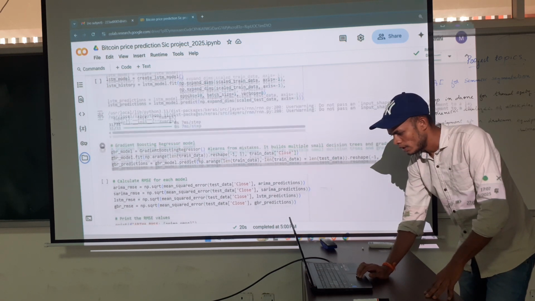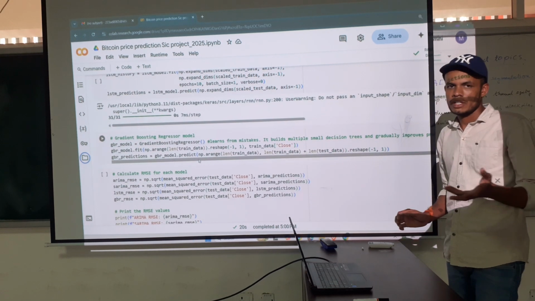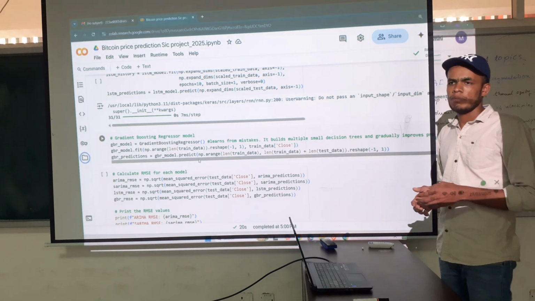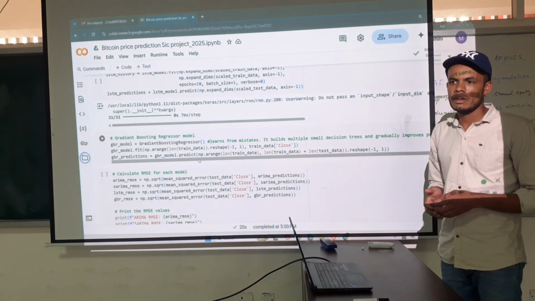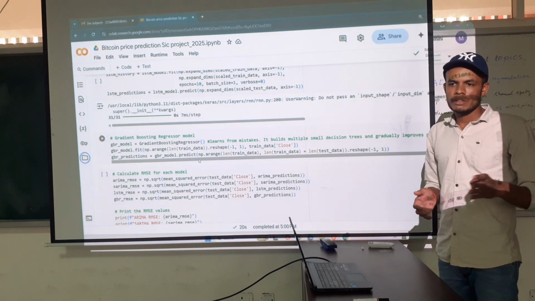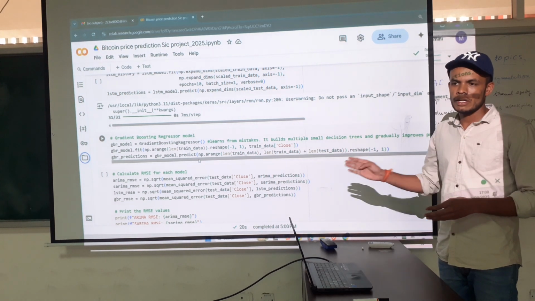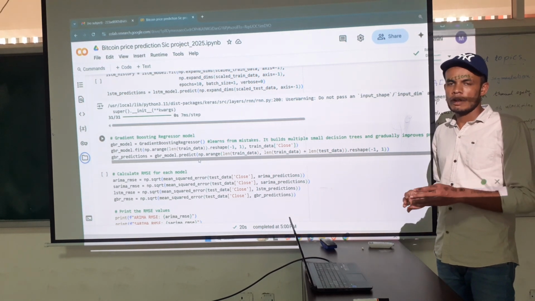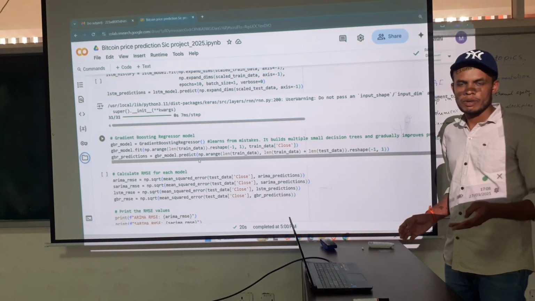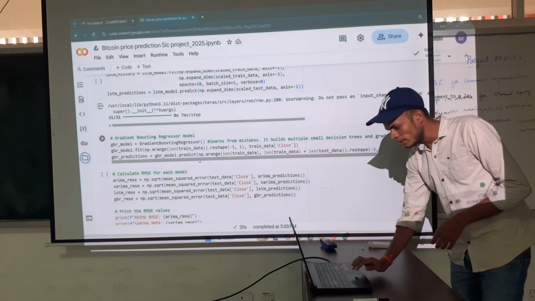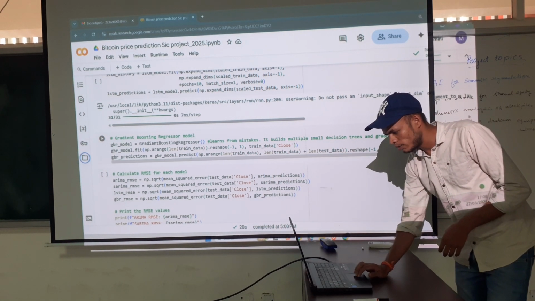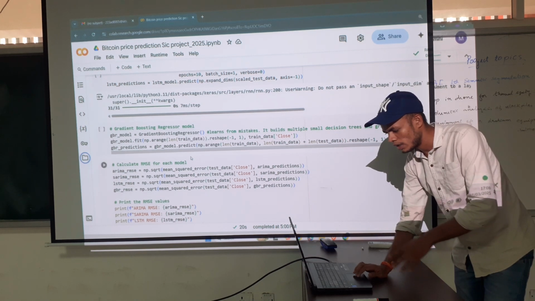Gradient boosting is nothing but a model that learns from mistakes. It builds multiple decision trees, and if some tree predicts wrong, it passes on to another tree. This is how gradient boosting works, it learns from mistakes. And this is the gradient boosting regressor model code.